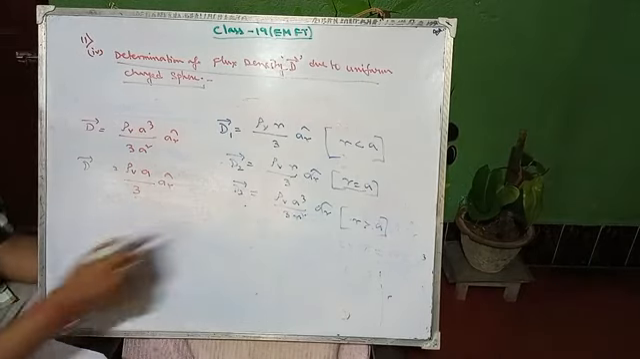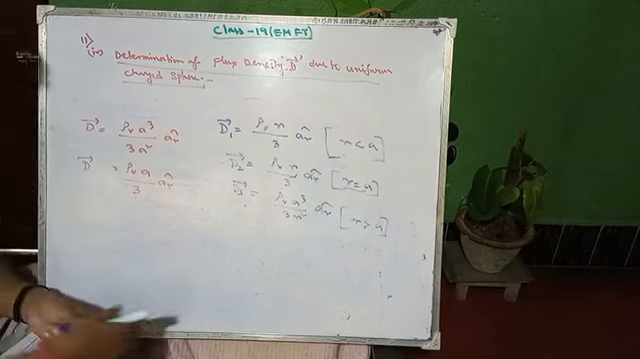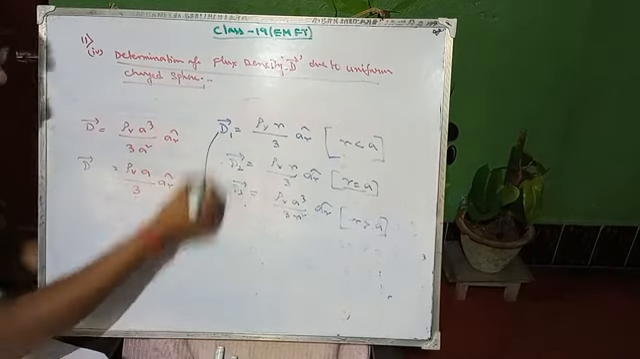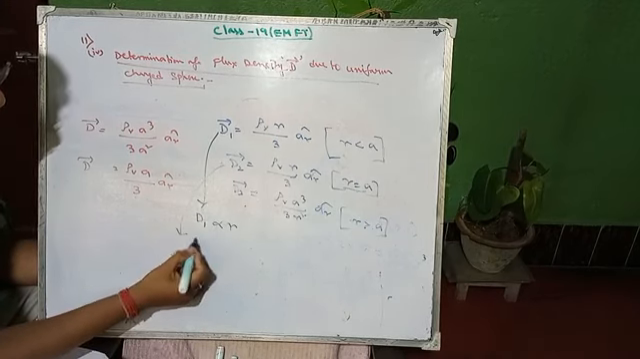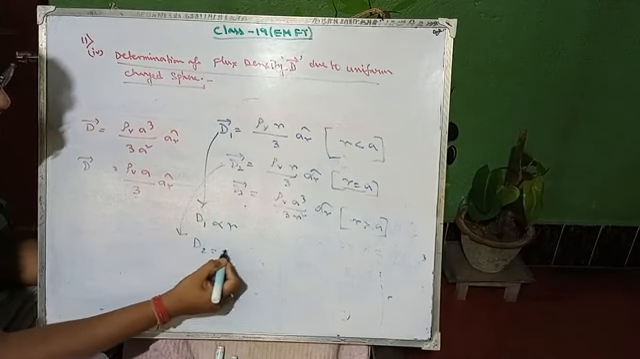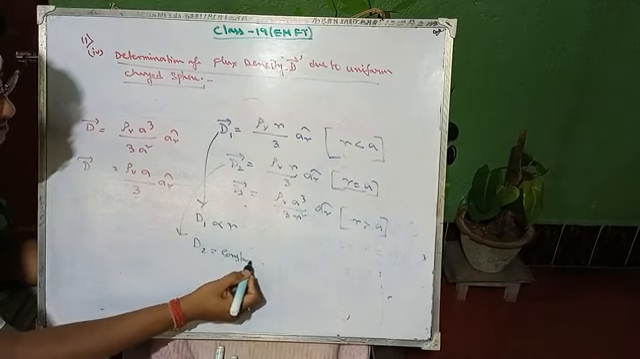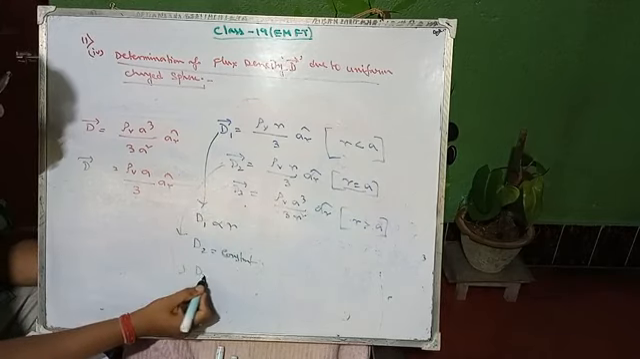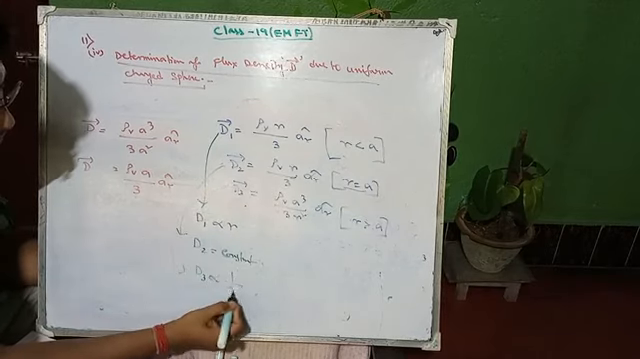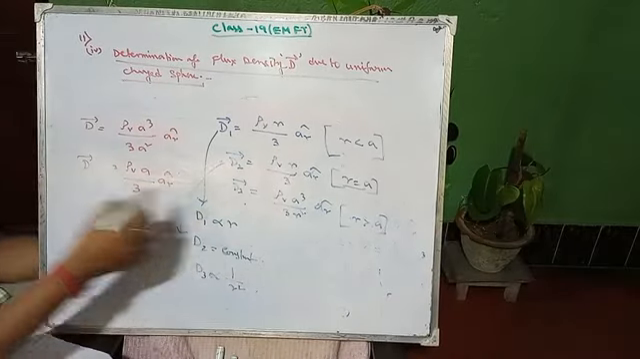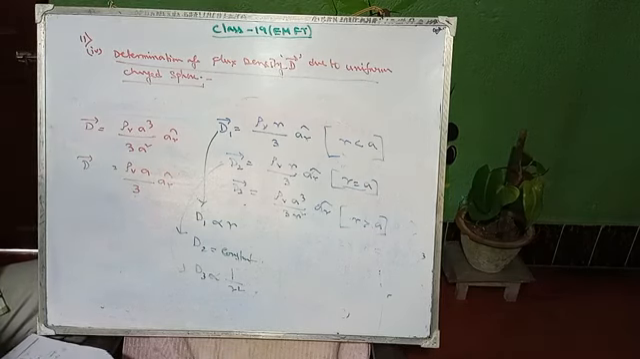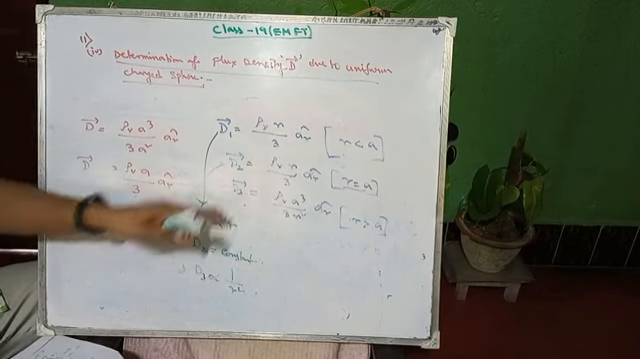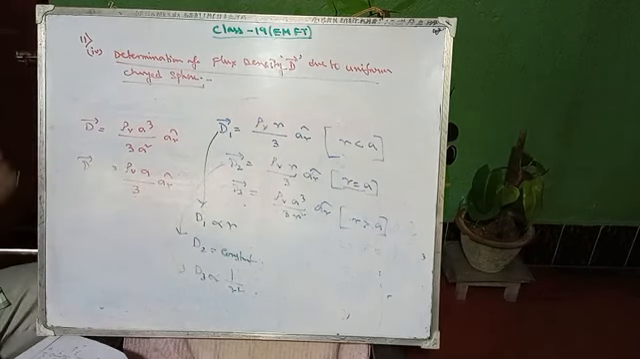So r is the variable parameter here. For the first case, D1 is proportional to r, and for the second case, D2 has an exact value, constant. And for the third, D3 is proportional to 1 by r squared. So what will be your ultimate graph for this case? There are three types of equations for three different conditions.